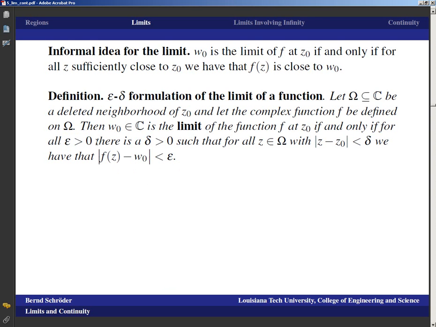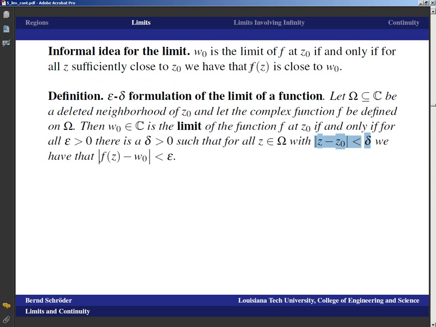Okay, second part of this thing is there is a delta greater than 0. And that delta controls the closeness in the input, because the delta says such that for all z, so that |z minus z0| is smaller than delta. So for all z sufficiently close to z0, and that's controlled by this delta.